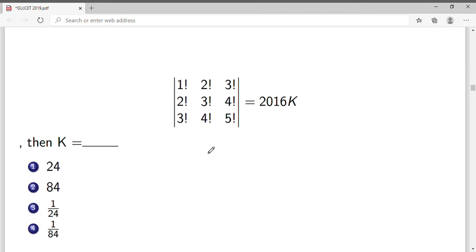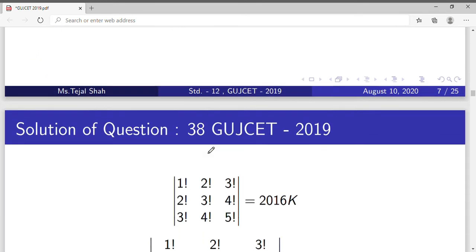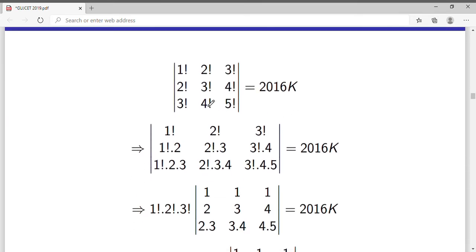Okay. Now how to find the solution? Here this condition is given to us. Using this condition we have to find the value of k. So now how to evaluate this determinant? Generally, to evaluate the determinant we try to convert any row or any column to have all elements 1. So let us see first how to convert to 1 element.